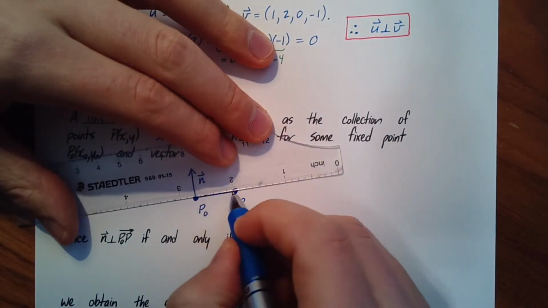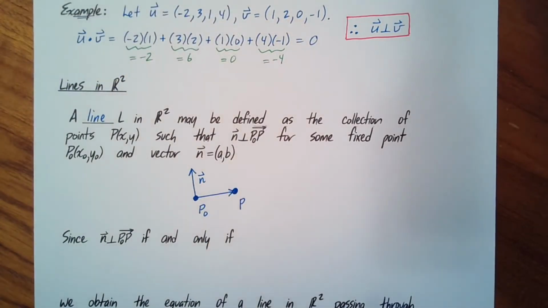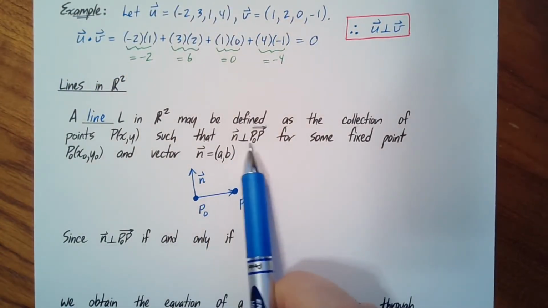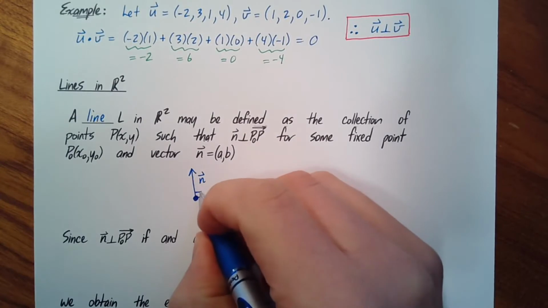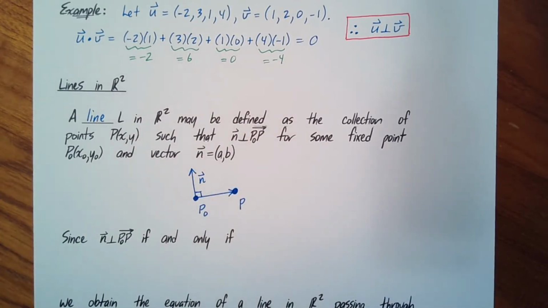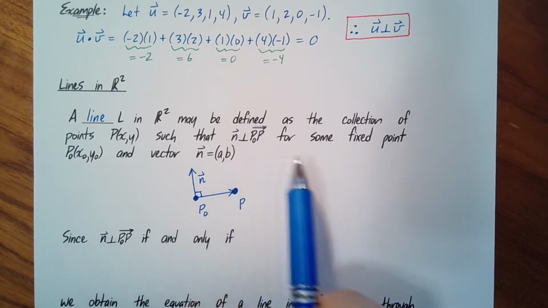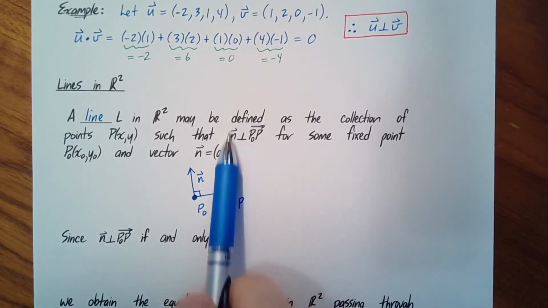So here's the vector P naught P that we've got right here. And if these are going to be orthogonal, then we'd have a right angle here. But the idea is, this P is not the only choice of point that would make this statement true, right?